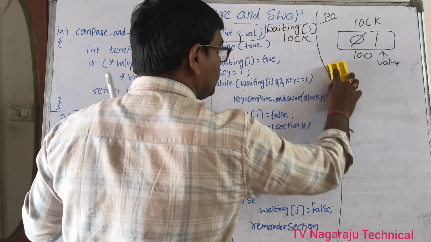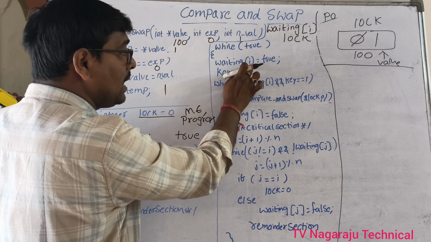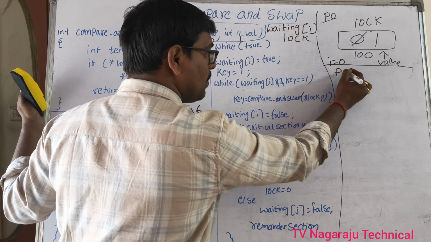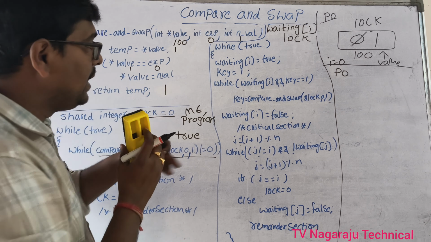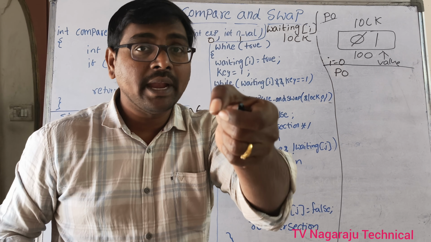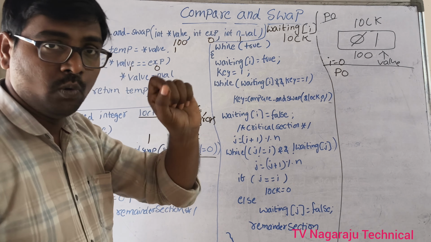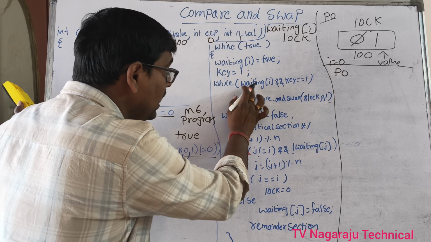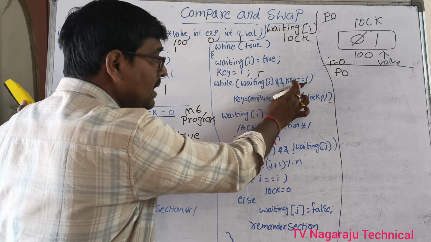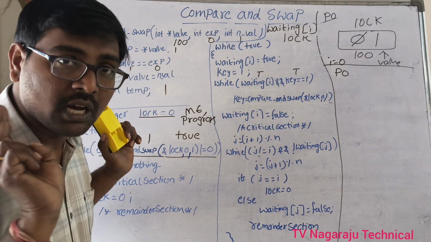I will explain this algorithm. First, waiting of i is equal to true. Initially I assumed some i is equal to true. Suppose the process P0: waiting of P0 is equal to true means P0 wants to enter into the critical section. I used one variable, key equal to 1. Now the while loop: while waiting of i, what is the value? True, and key equal to 1 is true. Here both the conditions are true.